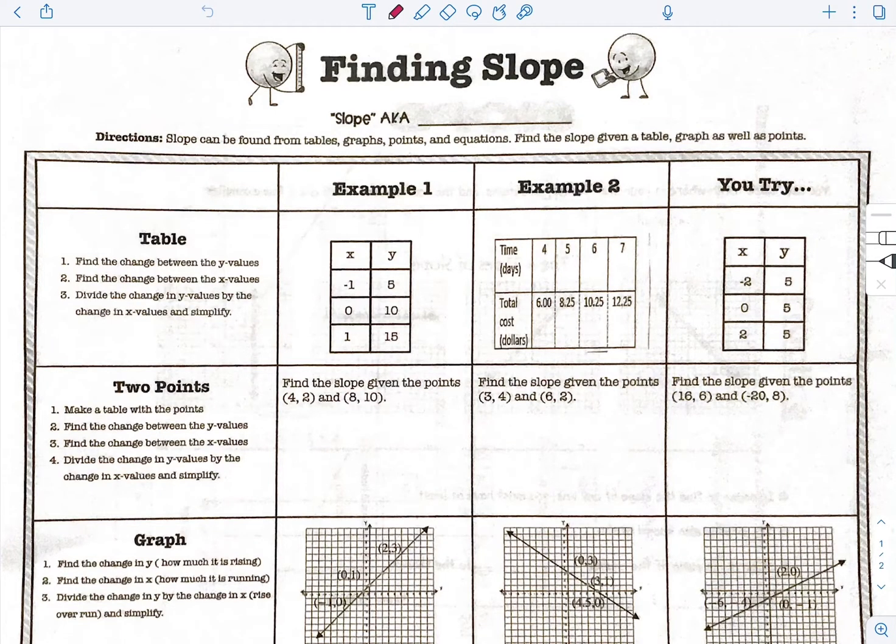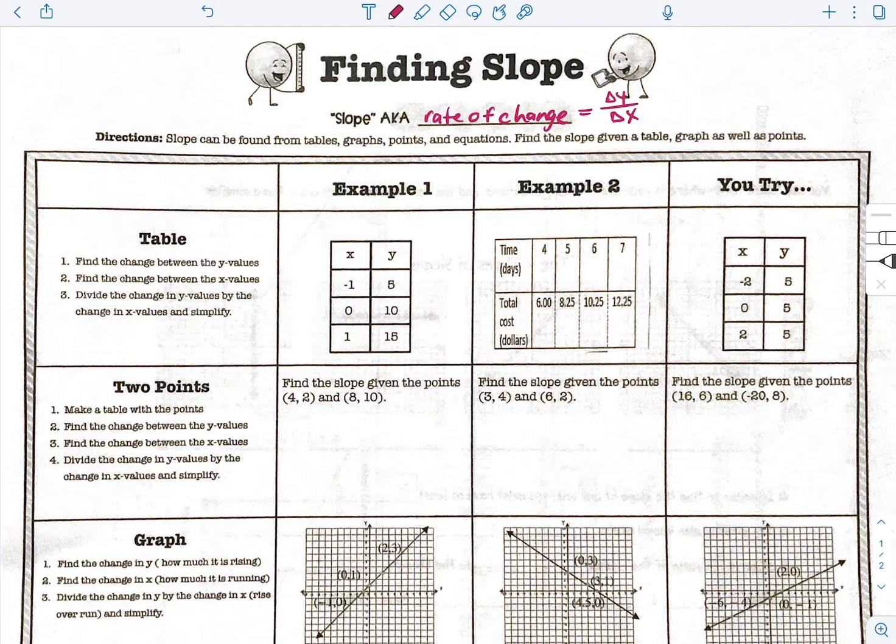All right. Hello, everybody. Today we're going to be working on talking about slope. All right. And when we talk about slope, that's also known as the rate of change. You may be like, rate of change? What? Yep. You probably have heard of it in 8th grade, right? It's your change in y over your change in x.